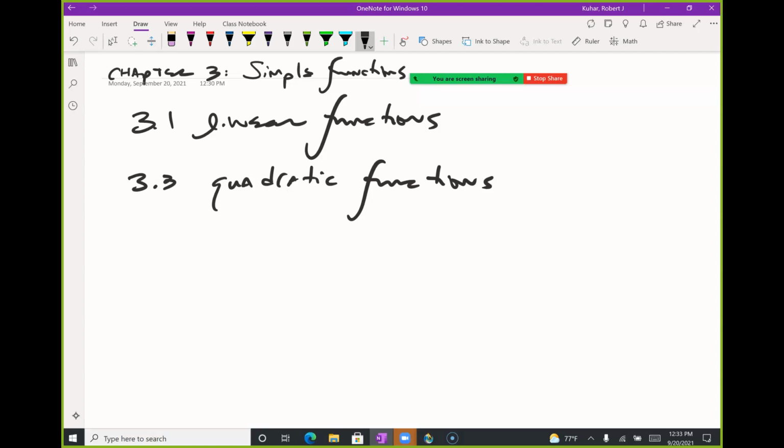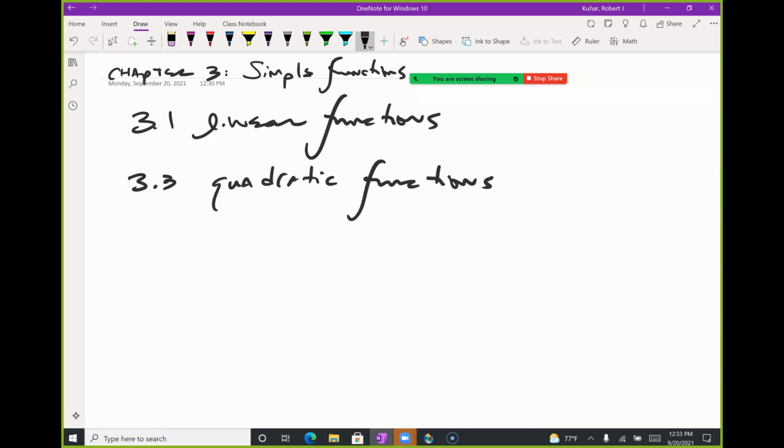So x cubed and higher, rational functions, fractions, radical functions, and then chapter 4 is inverse functions, exponential functions, log functions. That's chapter 5, and then chapter 6 is trig, right? So we're just trying to see every type of function you're going to see in calculus, right?